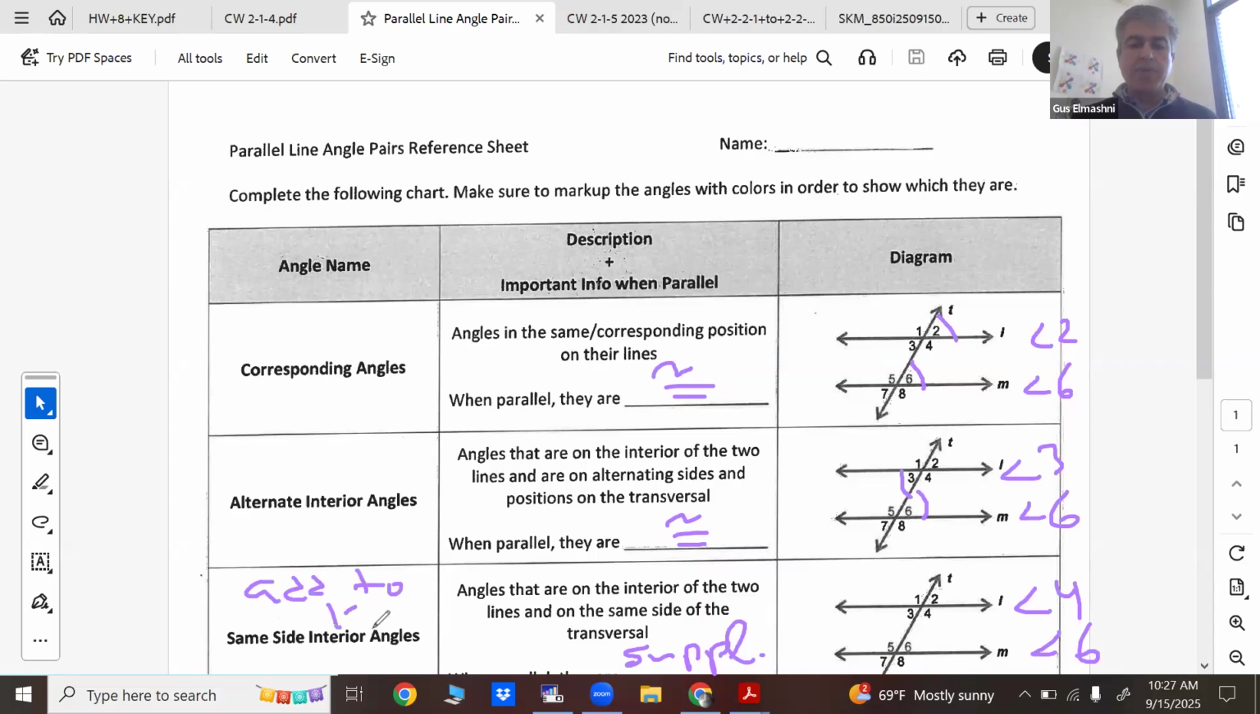So those are the 3 big ones that I really care the most about. Corresponding, alternate interior, same side interior. As long as you know those 3, you should be able to find any angle in any kind of situation like this. But those are the 3 you want to lean on.